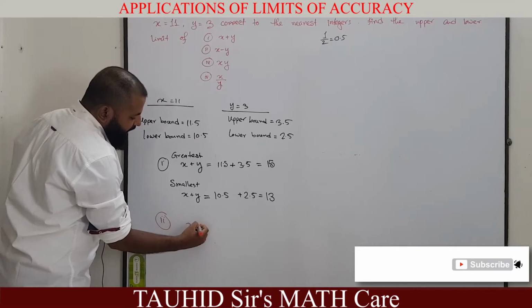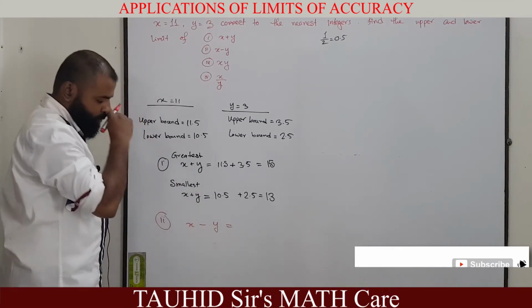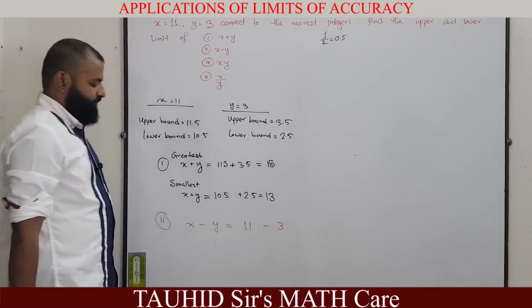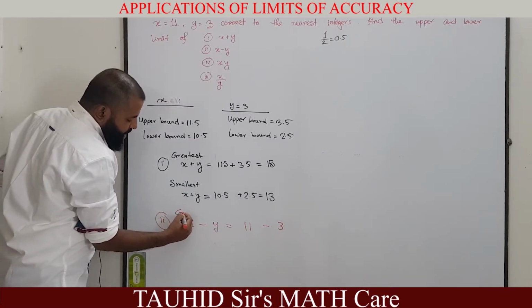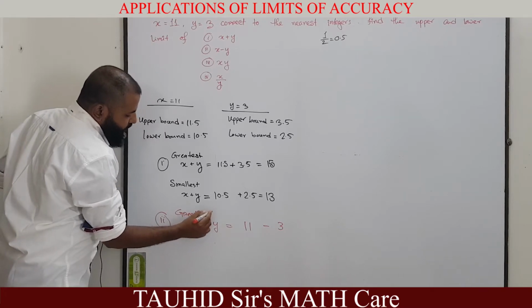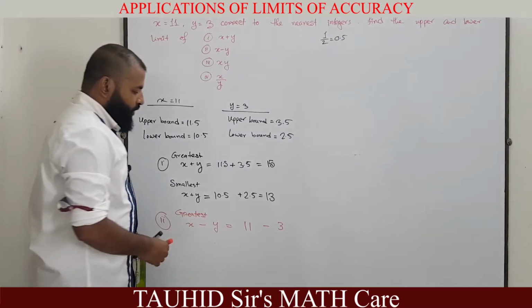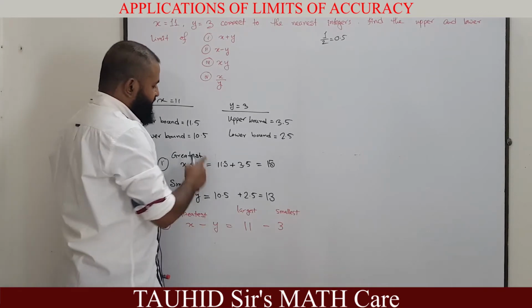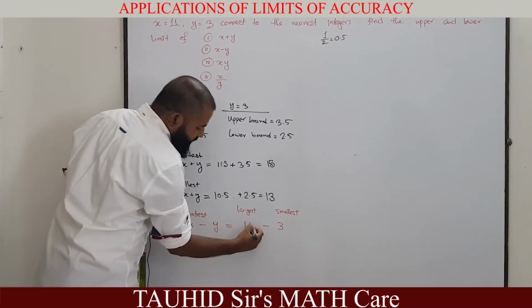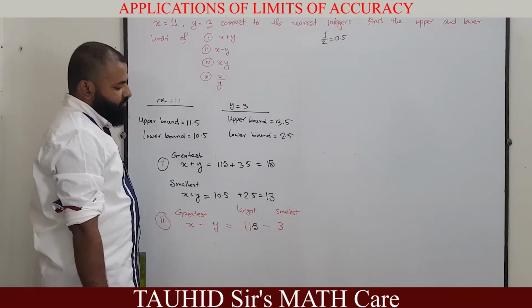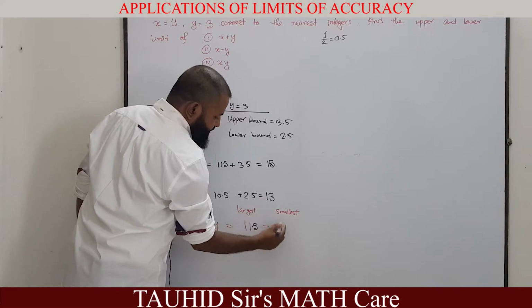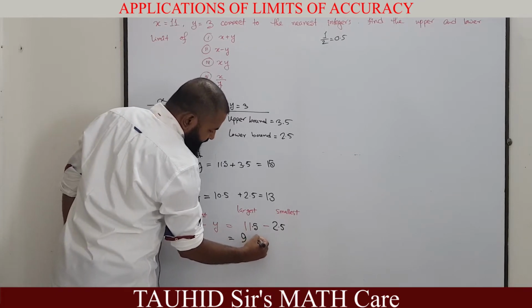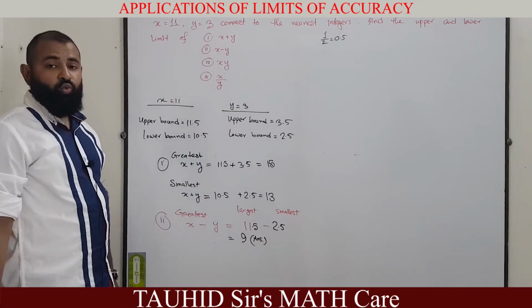Question number 2. Now we are going to find the value of x minus y. Normally the value of x minus y is 11 minus 3. Now we are going to find the greatest value of x minus y. When will we get the greatest value? When this value is largest and this value is smallest. So what is the largest value of x? 11.5. And what is the smallest value of y? 2.5. We get the answer 11.5 minus 2.5, that means 9. This is the largest value of x minus y.